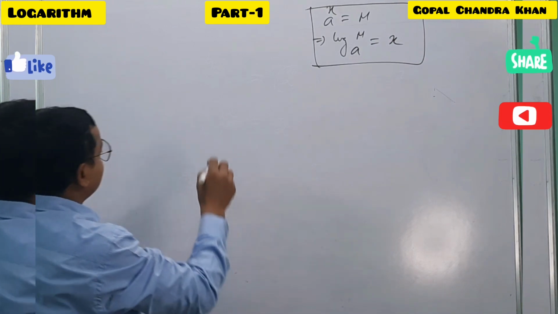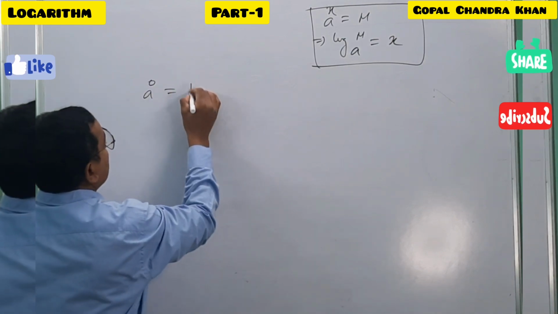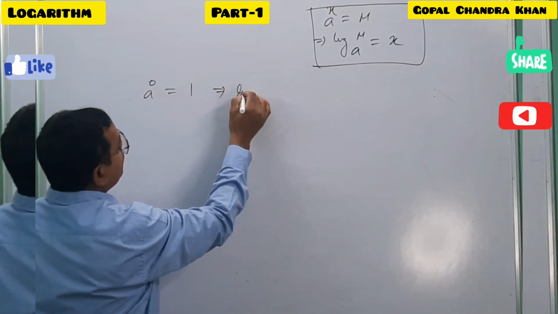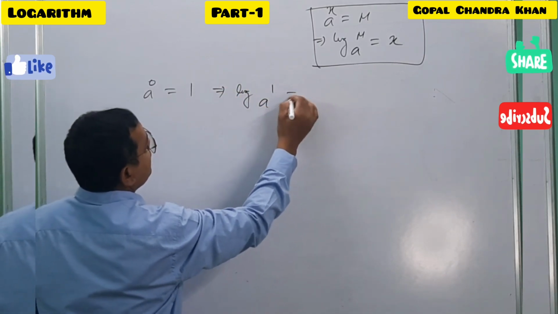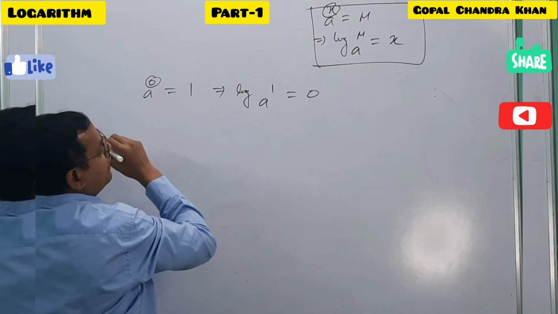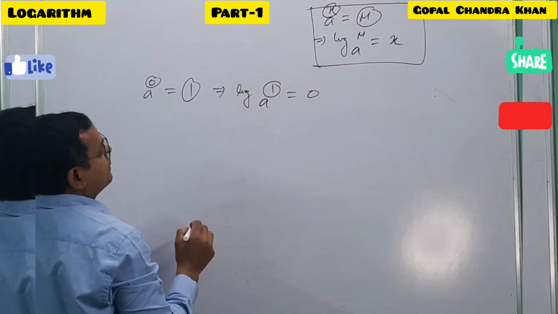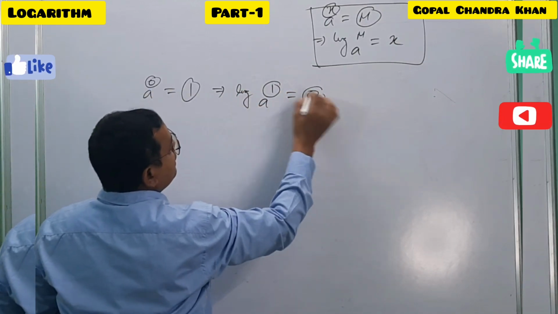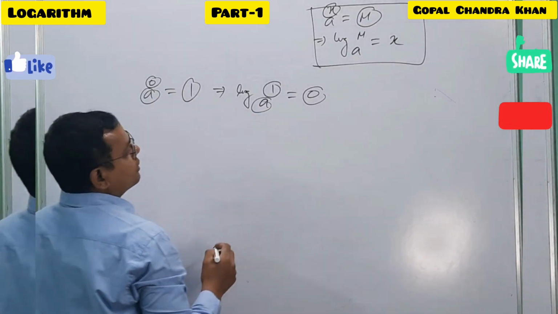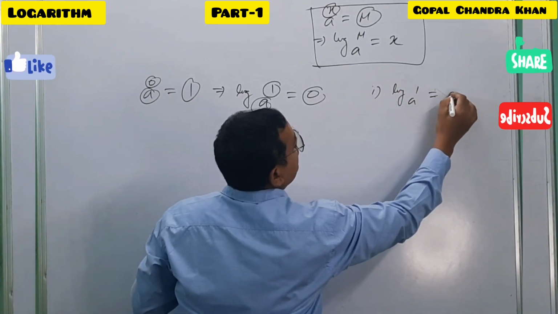Okay, now see, if we take a to the power 0, what are we getting? 1. a is any value, you are getting a to the power 0 equals 1. So can I take from the logarithm formula log 1 base a equals 0? Look here, x is 0, m is 1, so 1 is taken here. That means this 0 is coming here and this a is coming here. So log 1 base a equals 0. So one formula we got: logarithm 1 base a equals 0.